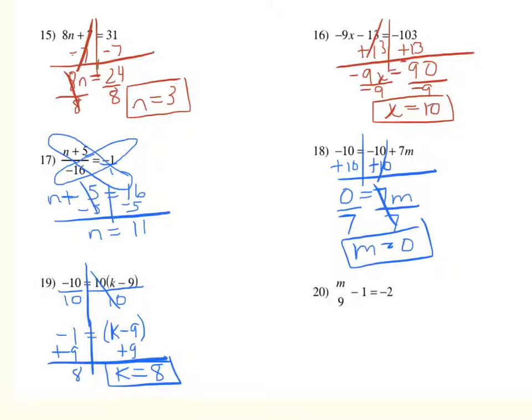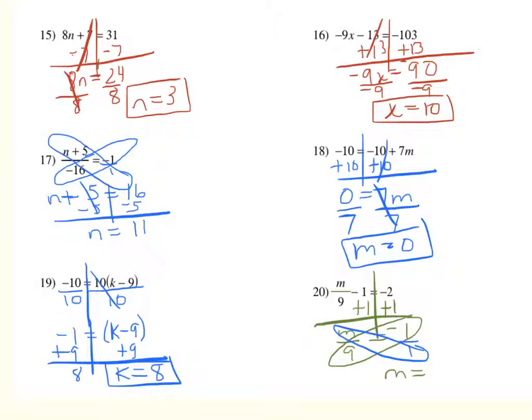And number 20, somehow that little thing got cut out, sorry. I'm going to first add 1 to both sides, giving me a negative 1 on this side, negative 1 being equal to m over 9. I'm going to cross multiply, pretending that there's a little 1 over here. And that's going to give me m is equal to negative 9.